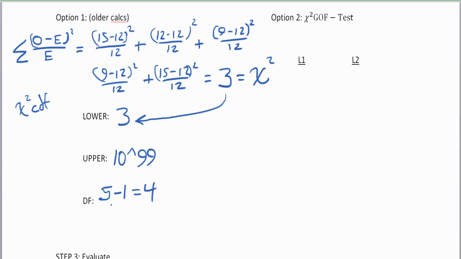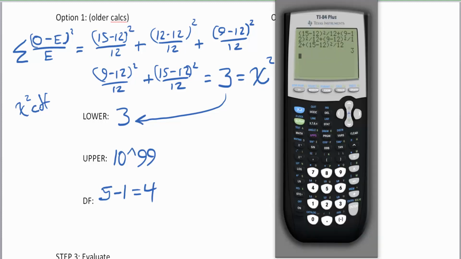So what I'm going to do now is type this into my calculator. I'm going to click the second key, click the vars key, and then go up from the bottom and look for my chi-squared CDF, which happens to be option 8 on my calculator.